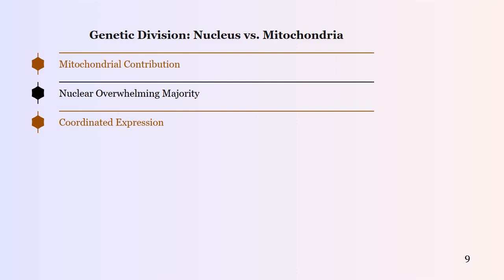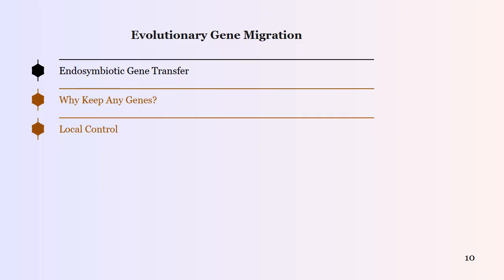Coordinated expression. Building a functional mitochondrion requires tight genetic cooperation and synchronized expression between nuclear and mitochondrial genomes. Evolutionary gene migration. Endosymbiotic gene transfer. Over evolutionary time, the vast majority of the original endosymbiont's genes migrated to the host cell's nucleus.